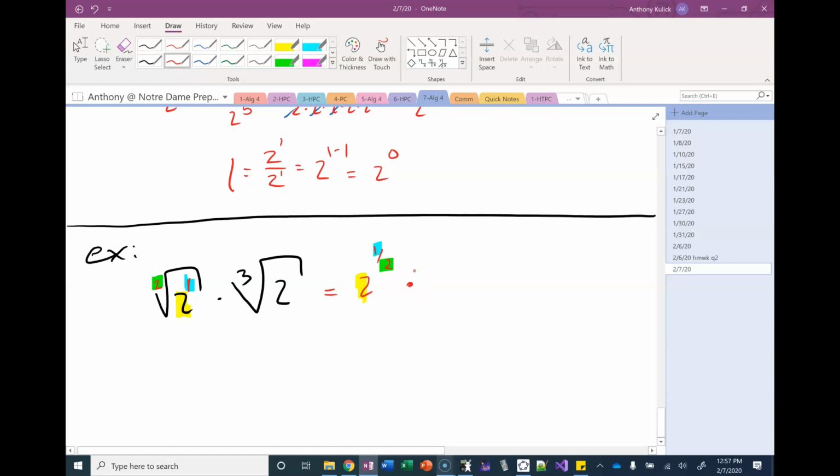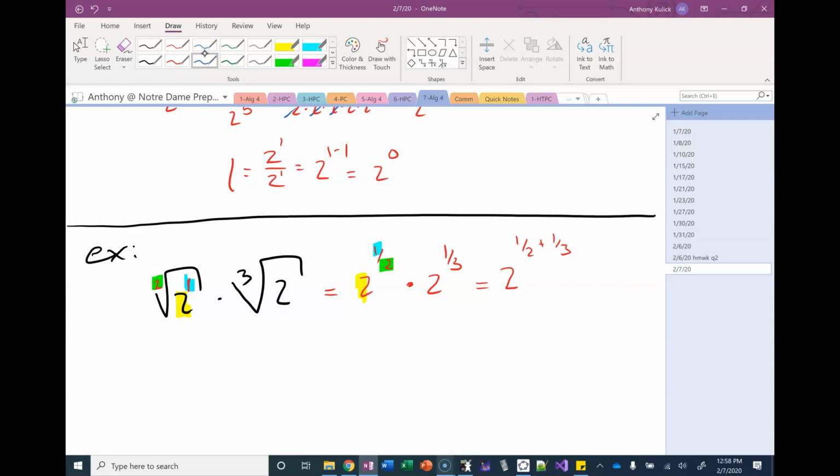How can I rewrite the cube root of 2 in the exponential form? Well, that's just going to be 2 to the 1/3. Is everybody okay with that so far? I can then use property 1 from above to rewrite this as 2 to the 1/2 plus 1/3.